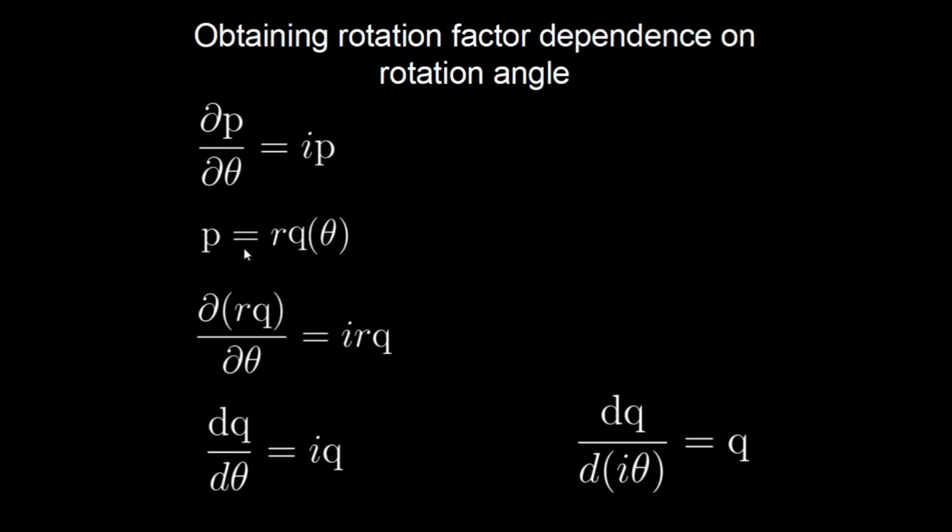Inserting the relationship into the fundamental equation, we have this partial differential equation. For the derivative with respect to angle theta, R is considered constant, and Q is dependent on theta only. Then this equation is simplified as this equation. In this equation, the orthogonal rotation factor I is constant. Thus, we have this equation.